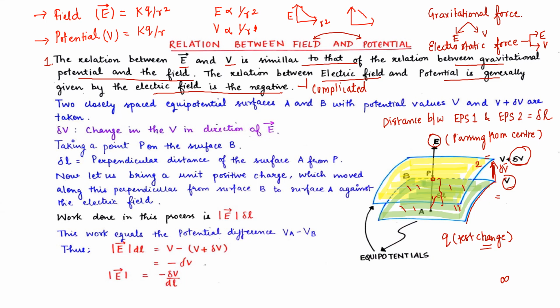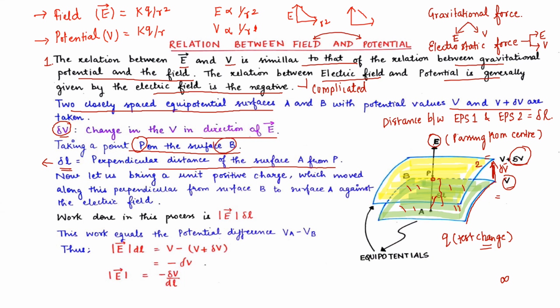Now see, let's consider two closely spaced equipotential surfaces A and B with potential values V and V plus delta V. Now delta V is the change in potential in the direction of E. Taking a point P on surface B, delta L is the perpendicular distance of surface A from the point P. Point P is on surface B.